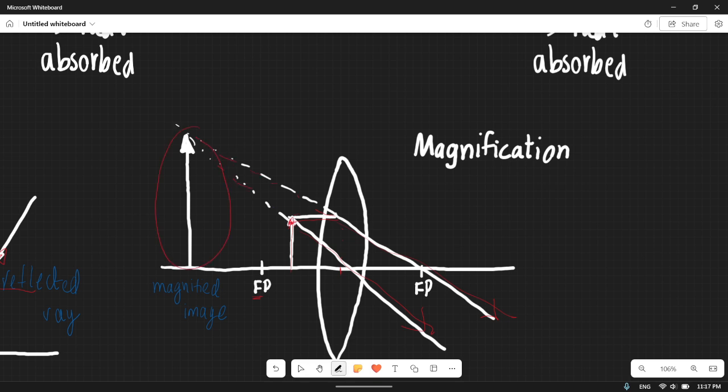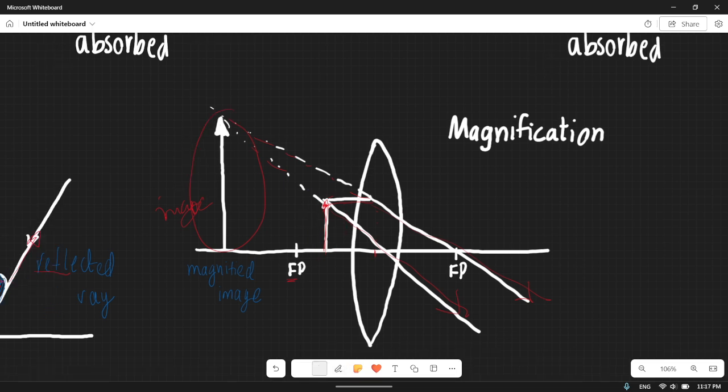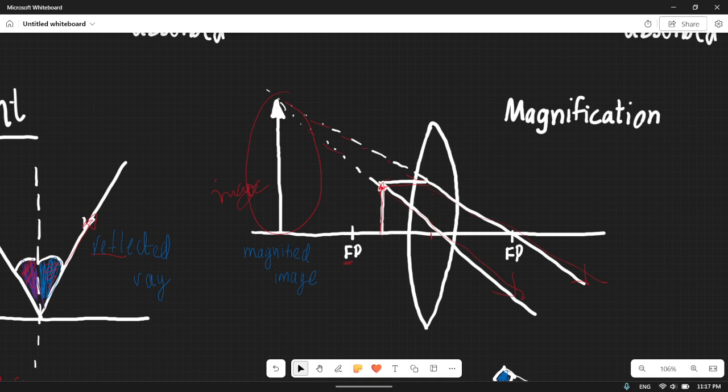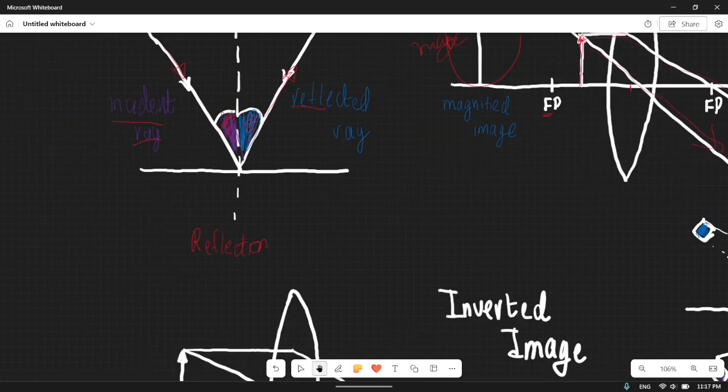You can see that this is our original object and this is our image, which is way bigger in size, and it's further away from the center of the lens than the focal point. It's closer to the original object down to the lens, and has a few other characteristics. It's upright, enlarged, magnified, and so on.